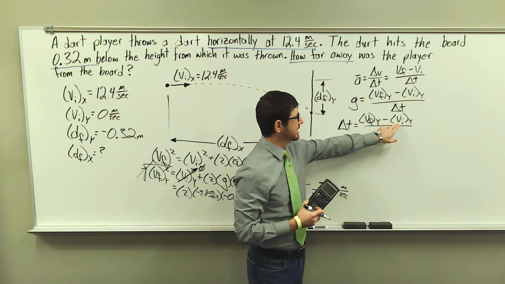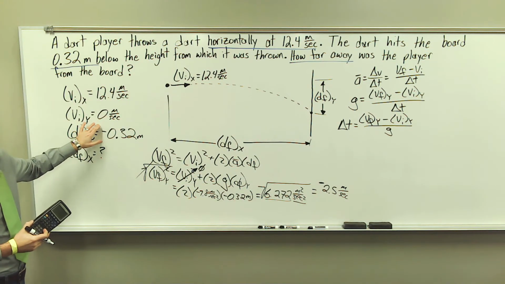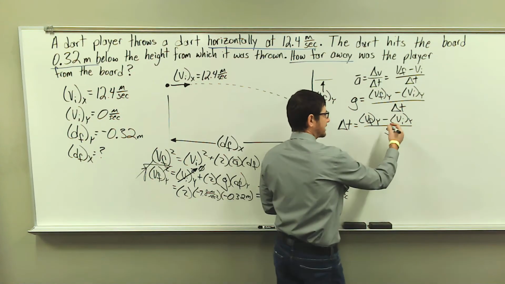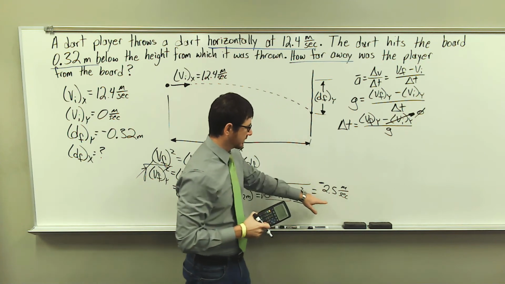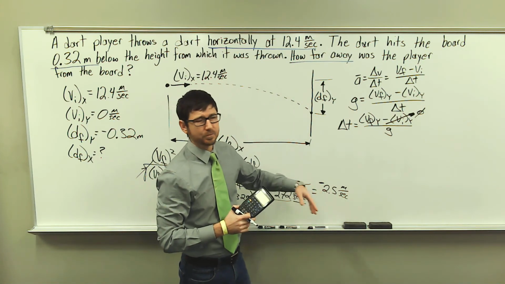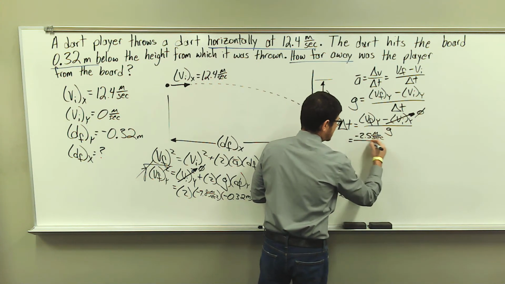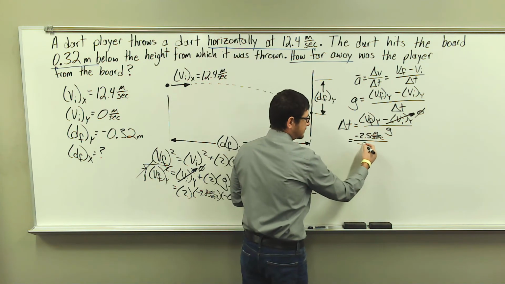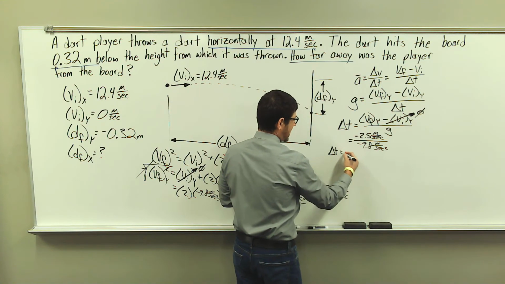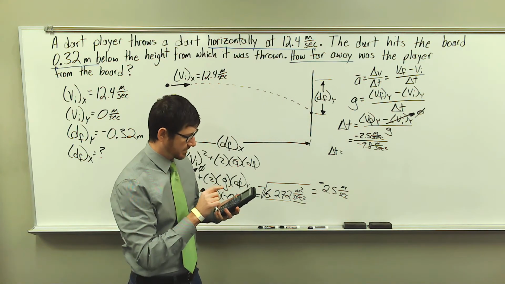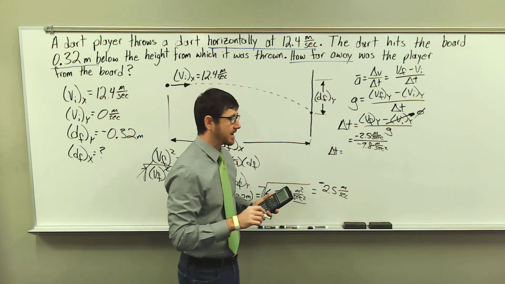Now right here we know that the initial velocity in the y direction, you've already identified that it is 0 meters per second, so we can get rid of it. It goes to 0. So final velocity in the y direction, you've calculated it here at negative 2.5 meters per second, divided by the acceleration due to gravity, negative 9.8 meters per second squared. So my time interval that the dart is in the air is 0.255 seconds.